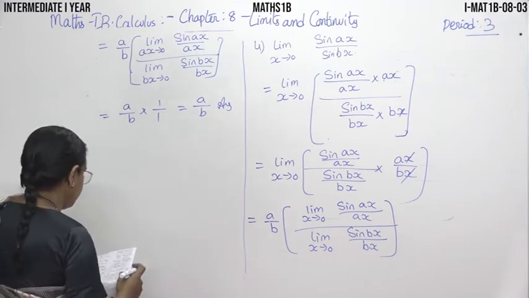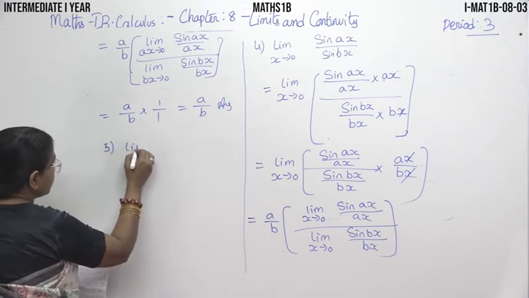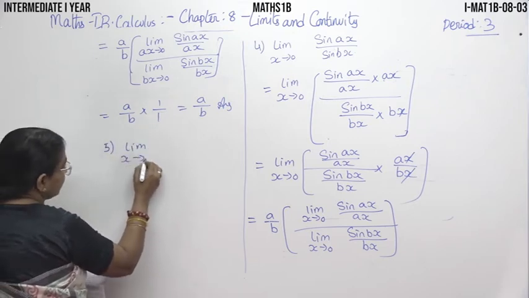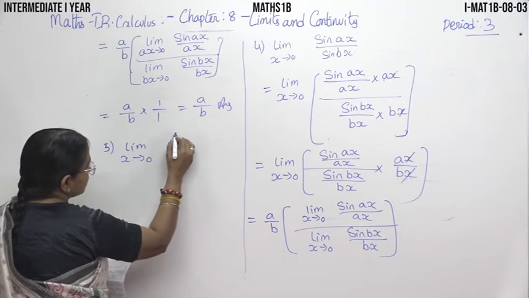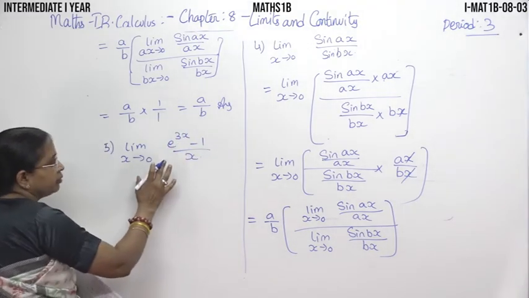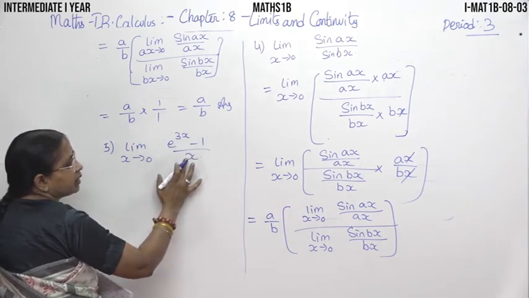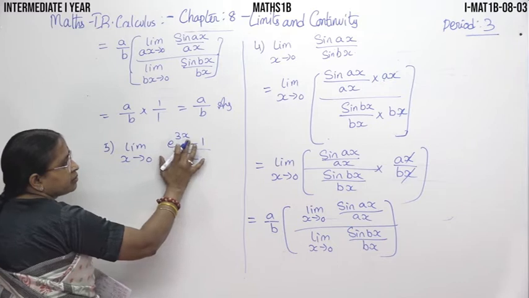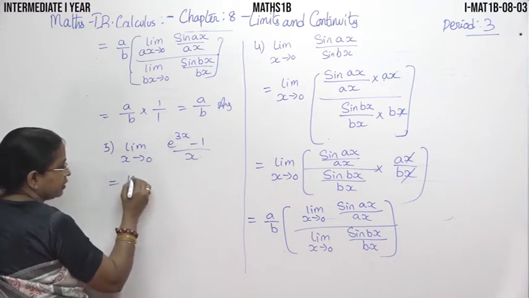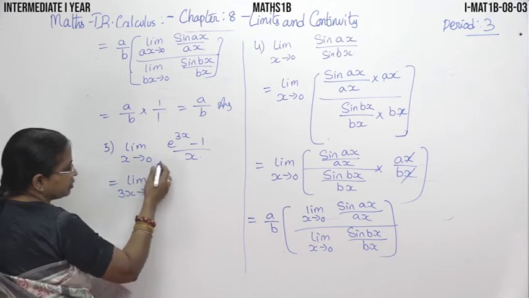Okay, next problem. Next, fifth problem. Limit x tending to 0 of e to the power 3x minus 1 by x. This is again very important for 2 marks. Now our standard limit is e power x minus 1 by x. In the place of x you have 3x. As I explained earlier, you will multiply. 3x tends to 0, 3 into 0 is 0.